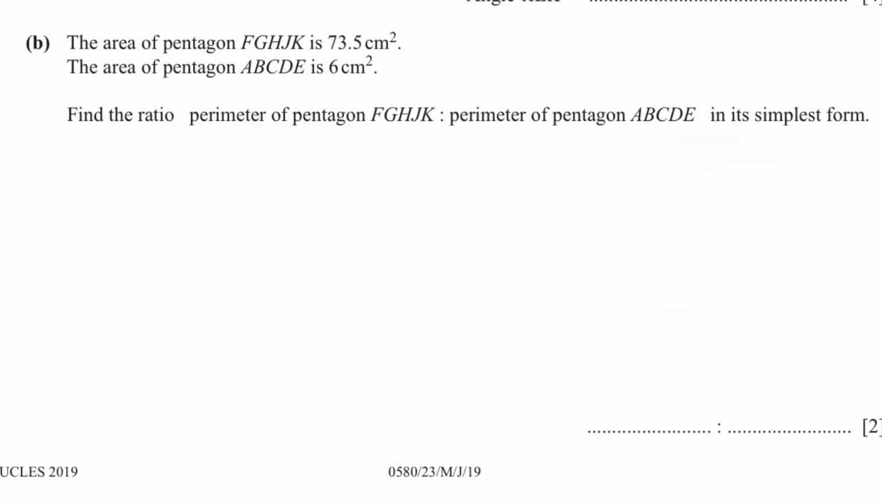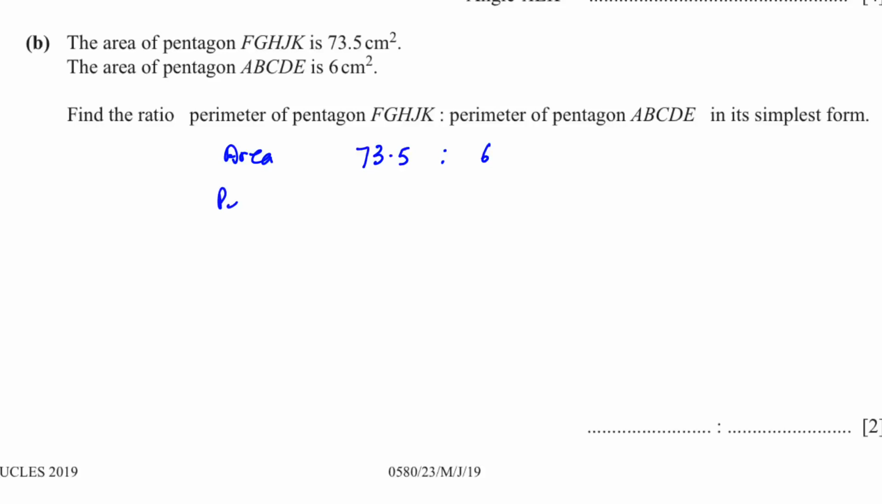Part B gives us the information that the area of pentagon FGHJK is 73.5 square centimeter and the area of pentagon ABCDE is 6 square centimeter. And we have to find the ratio of the perimeter of pentagon FGHJK and perimeter of pentagon ABCDE in its simplest form. So first we will write it as 73.5 to the ratio 6.